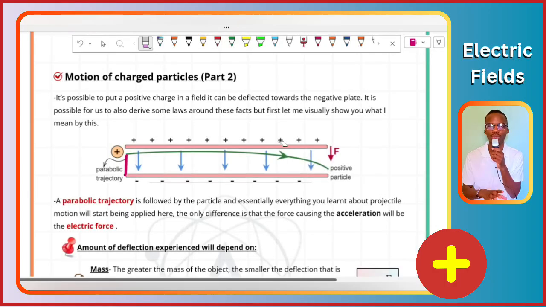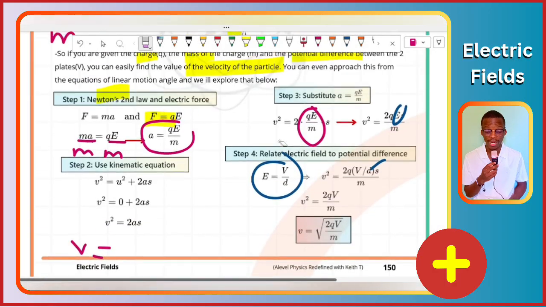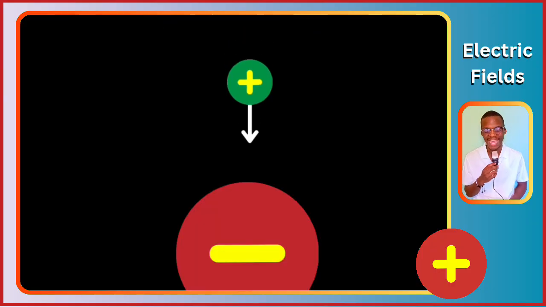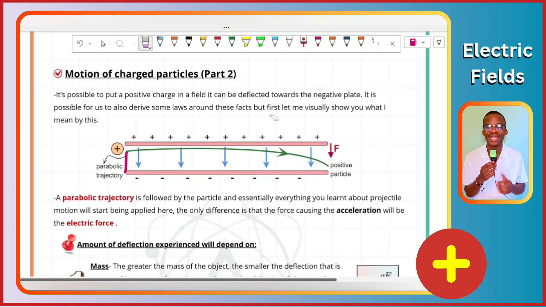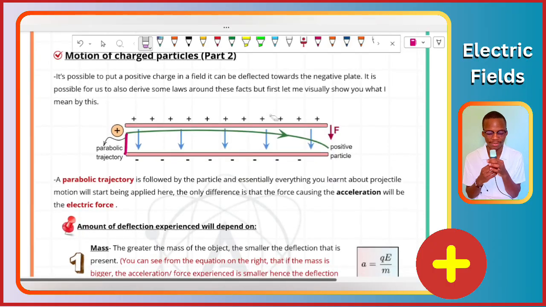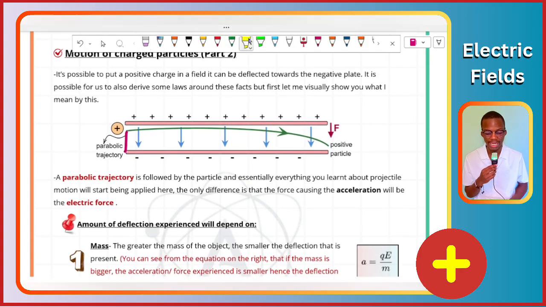In the last video, we introduced the motion of charged particles, and we introduced how particles can move up or down, and that motion is happening vertically. In this video, we're going to introduce a new but exciting concept, which is motion of charged particles horizontally to the electric field. So it's possible to put a positive charge in a field so that it can be deflected towards the negative charge. It is possible for us to derive some laws around this fact, but first, let me show you what I mean by this.